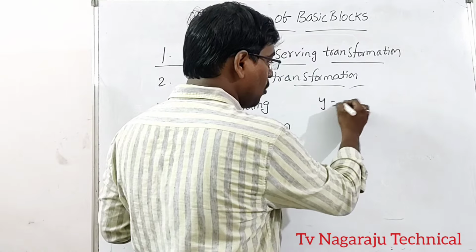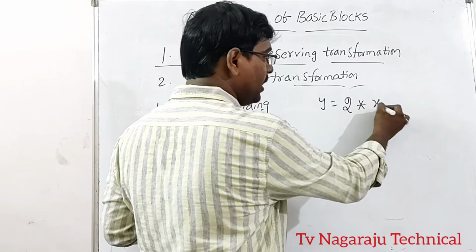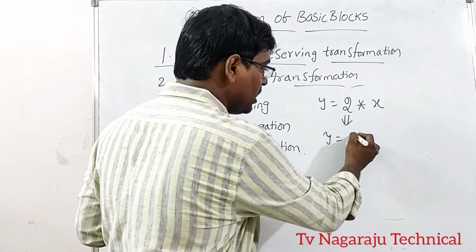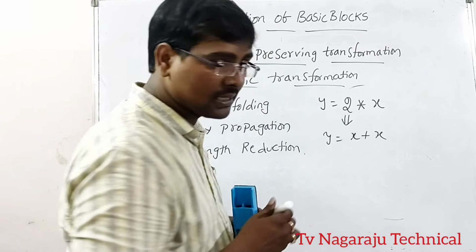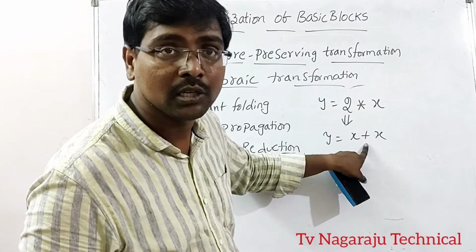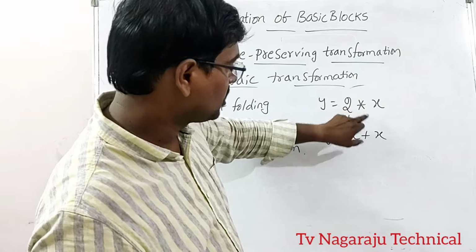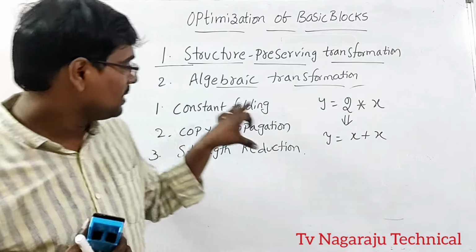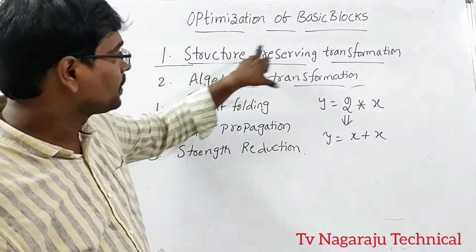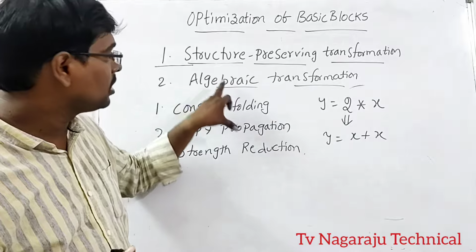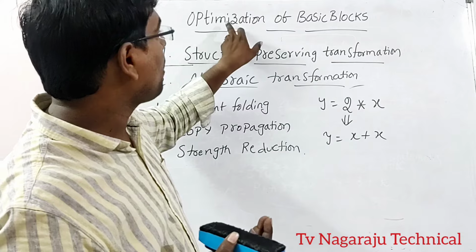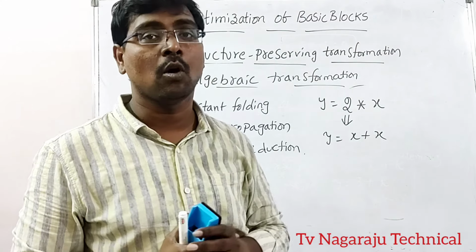For example, y is equal to 2 into x is converted to y is equal to x plus x. Multiplication has higher strength compared to addition. That is the reason the multiplication is converted into addition. These are the algebraic transformations. So structure preserving transformations and algebraic transformations, these two techniques are used for optimization of basic blocks.